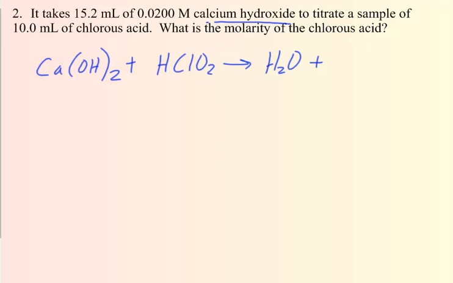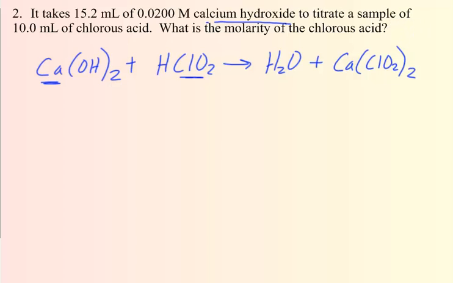To get the salt, we're going to take our calcium and our polyatomic ion over here, right? Mixing those together, we get Ca(ClO2)2, and we need 2 of those because again this has a charge of -1 and this has a charge of +2. So we need 2 of our ClO2s.